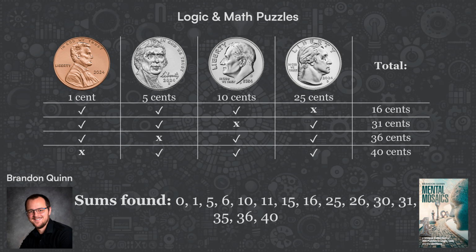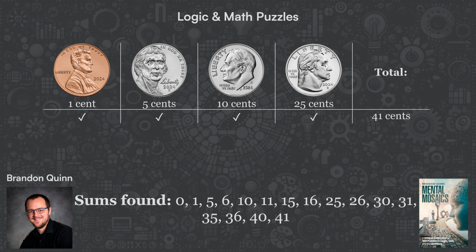Next, we'll consider the combinations of 3 coins. So we have the penny nickel dime, which comes out to 16 cents, the penny nickel quarter, which comes out to 31, the penny dime quarter, which comes out to 36, and the nickel dime quarter, which comes out to 40 cents. And lastly, let's not forget the combination of all 4 coins, which comes out to 41 cents.